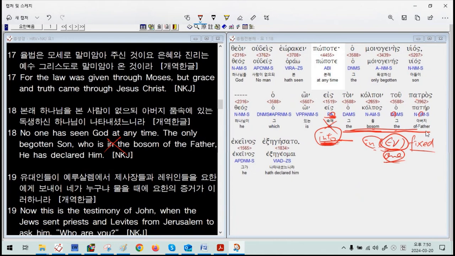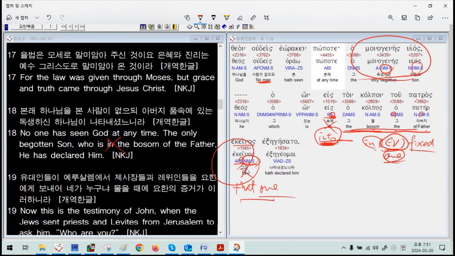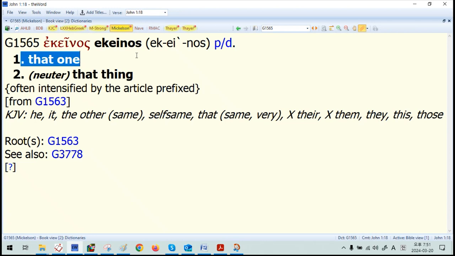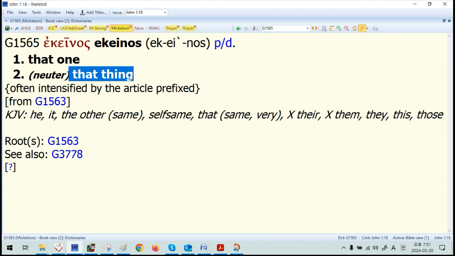And then, ekeinos is not "he." You see, this is an adjective, pronominal demonstrative, noun masculine singular. Who is the noun masculine singular? Right here. This is a noun masculine singular. So masculine singular: that one. Because no one, nobody, that one. Who is that one? The only born son is that one. Right? Let's look at the dictionary, 1565. See, "that one." If it is used as a neuter, "that thing," okay? Because this is a demonstrative.